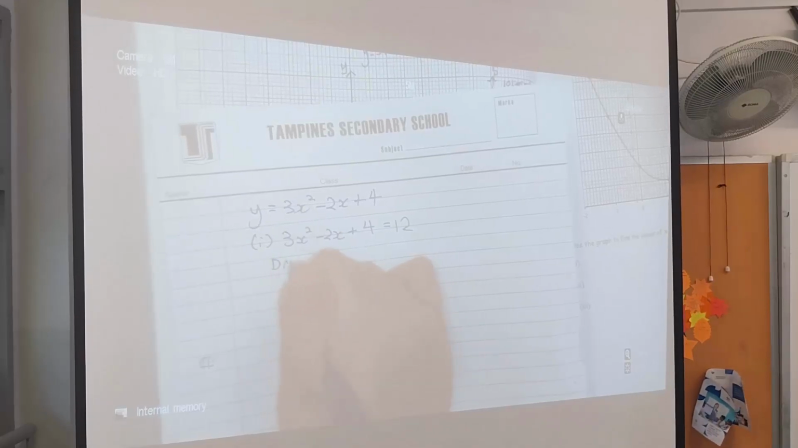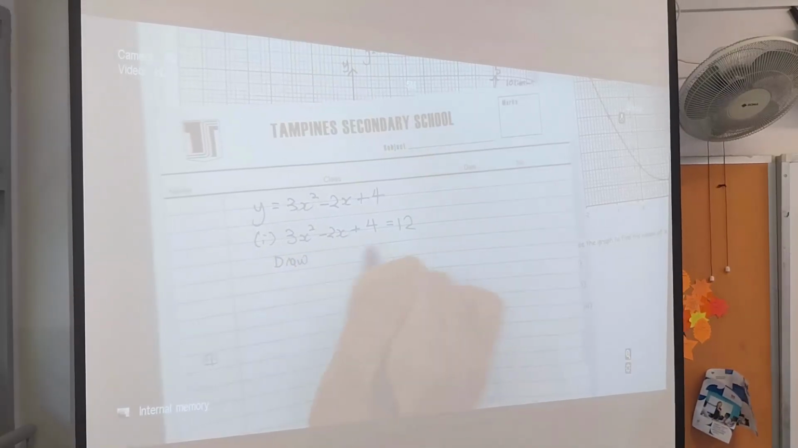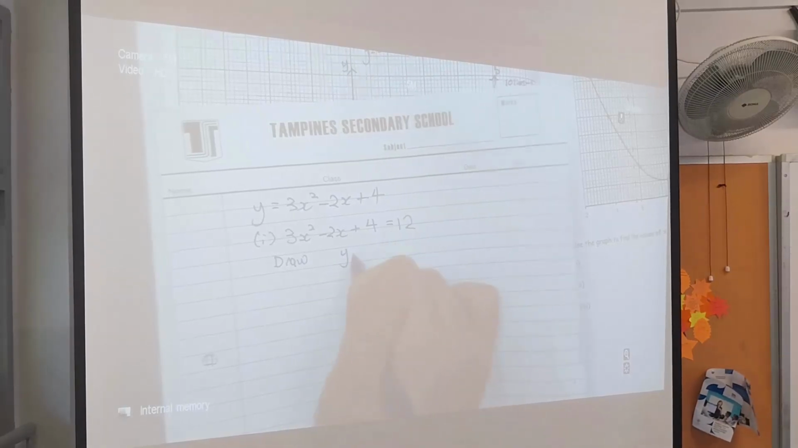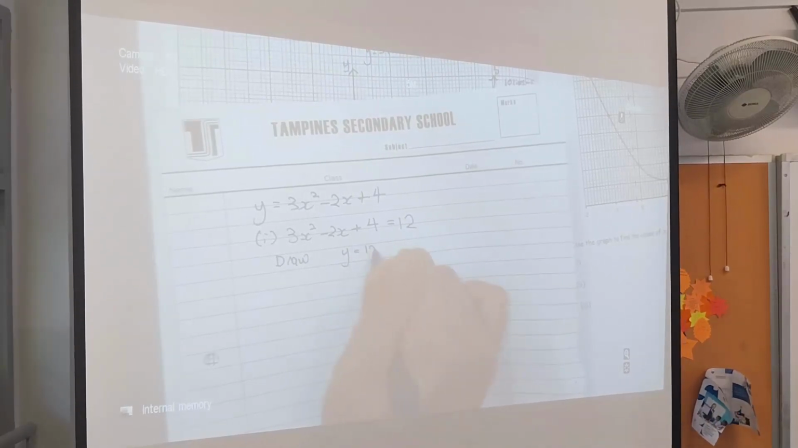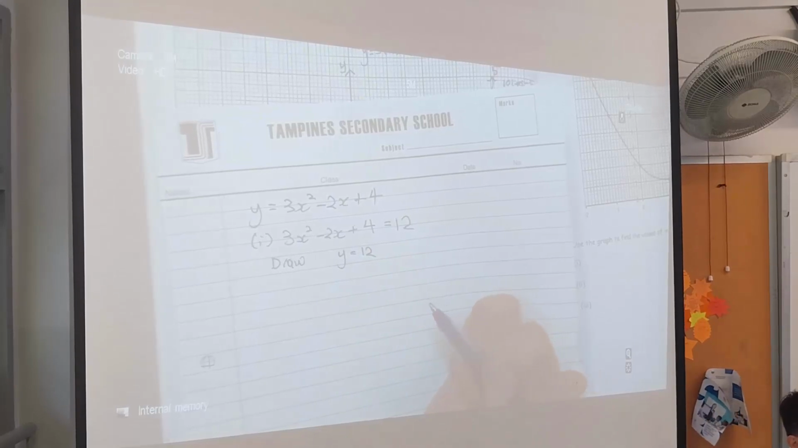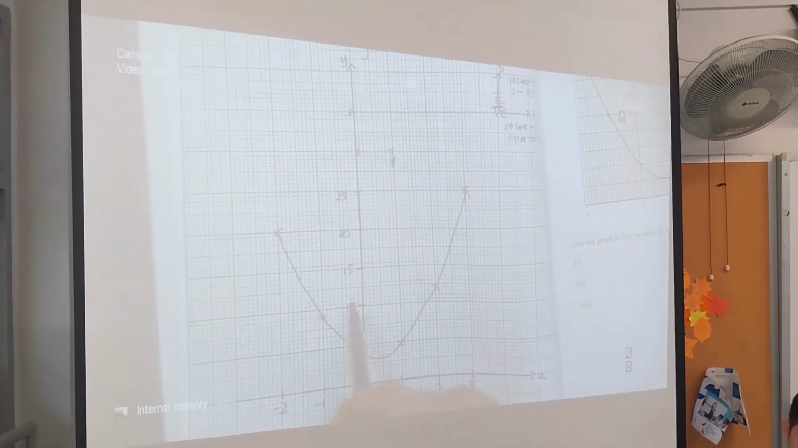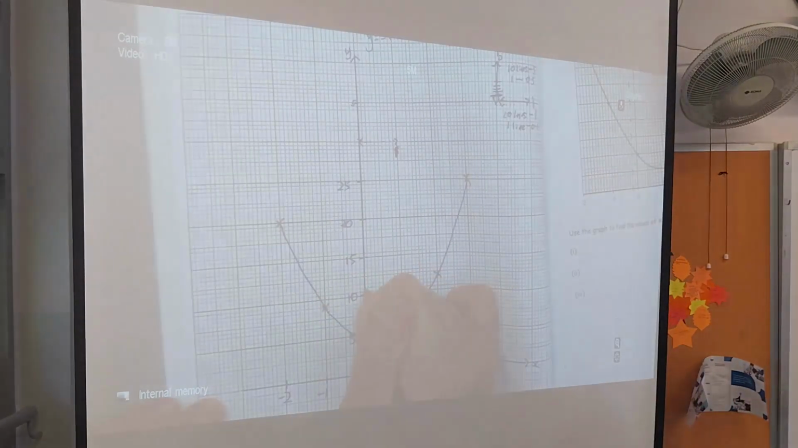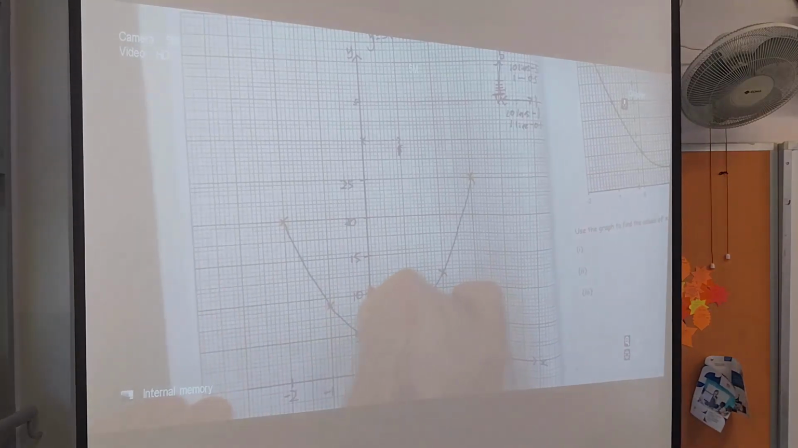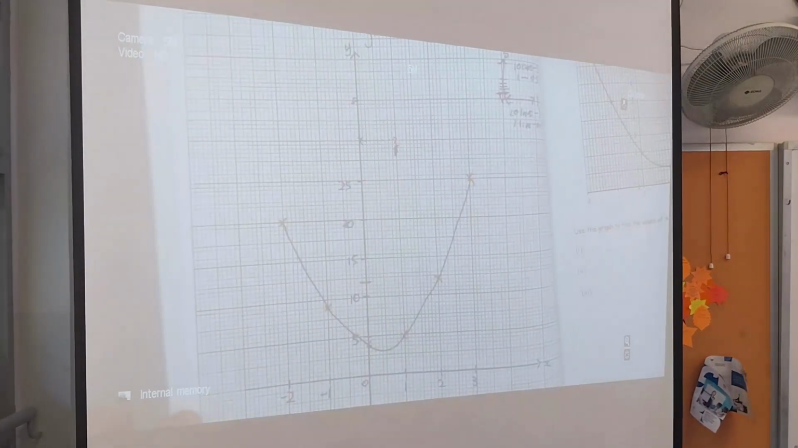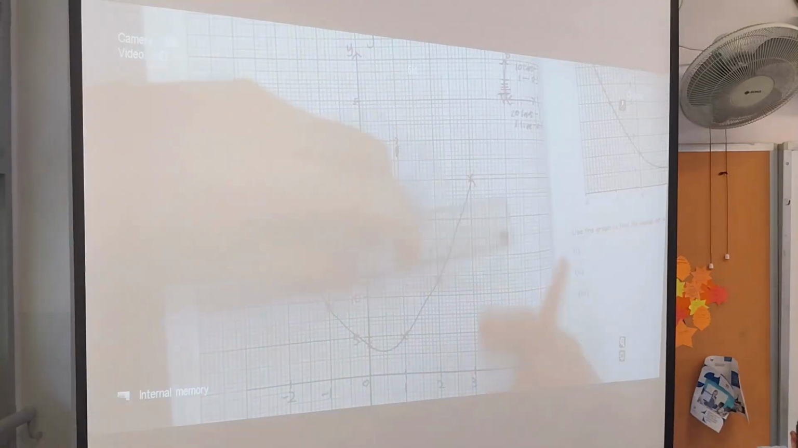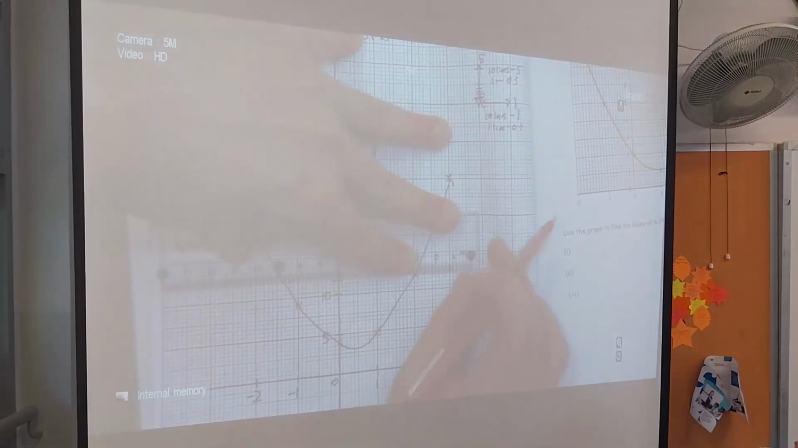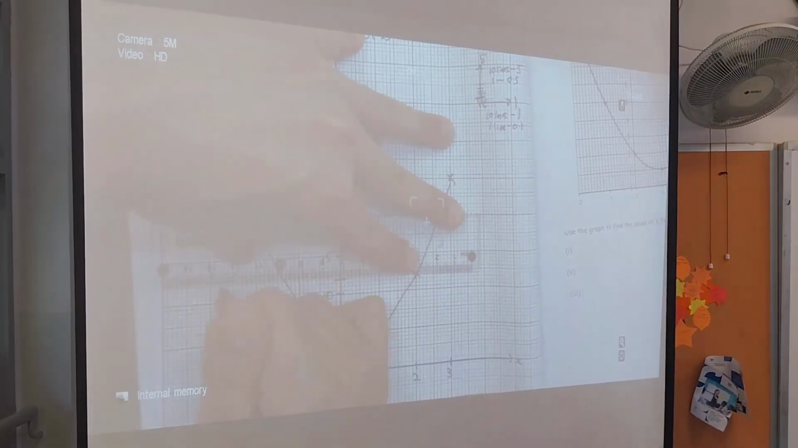So, in order to solve this, you need to draw y equals 12. So now I'm going to show you how to draw y equals 12. Okay, we look at the graph. And y equals 12 is down here. 10, 11, and 12. y equals 12 is down here. So in order to draw y equals 12, I need to draw a horizontal line cutting the y-axis at 12.